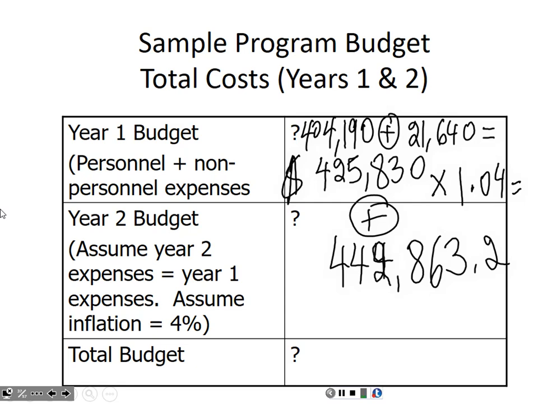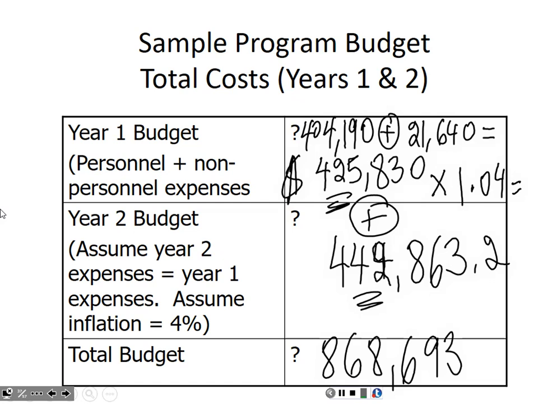So our total budget for both years combined? 868. Yeah, we'll round it. 868,693. Okay? So that's the year 1 budget plus the year 2 budget.